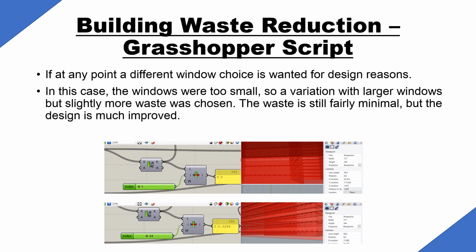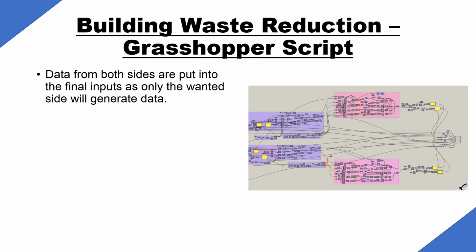As seen below, waste is still fairly minimal, as it is only 0.0248 of a meter. Data for both directions, direction 1 and direction 2, are inputted into the final components, as only one will have data actually going into it, since one of the sides was disabled fairly many steps ago.